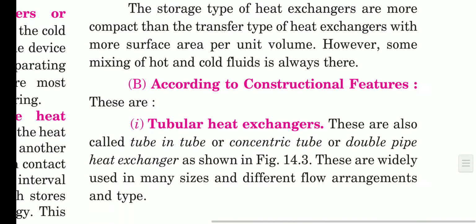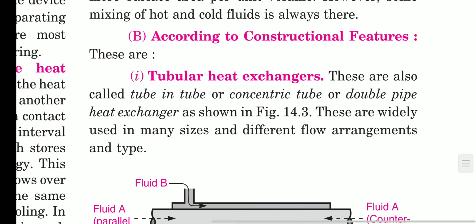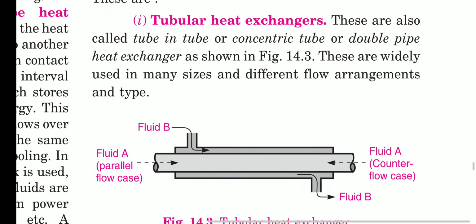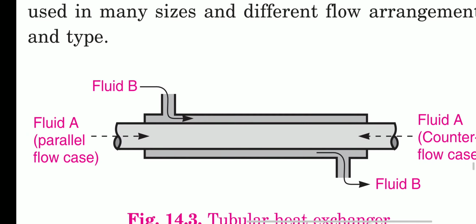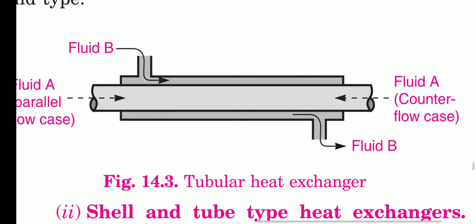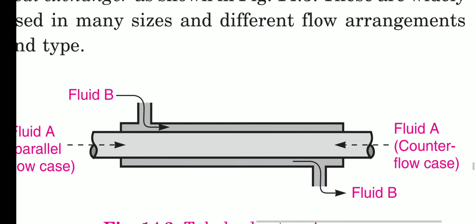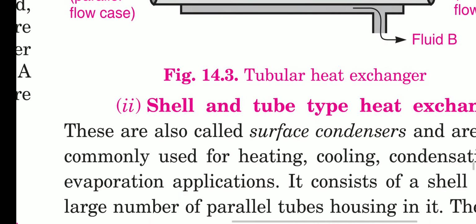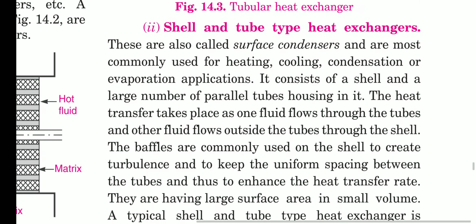Now according to constructional features, we have tubular heat exchangers. This is the one main type we are going to study in this chapter. It is actually a transfer type heat exchanger also, based on heat transfer process. It is called tubular because there is a tube over which another tube is concentric. So it's otherwise called double pipe heat exchangers, tube in tube heat exchangers, concentric tube heat exchangers, etc. Now another type is called the shell and tube heat exchangers.